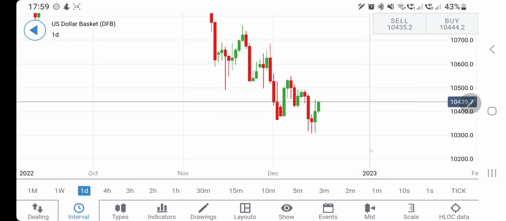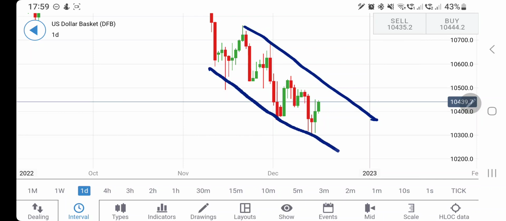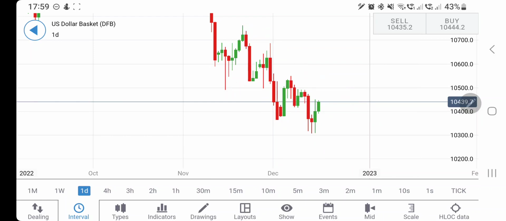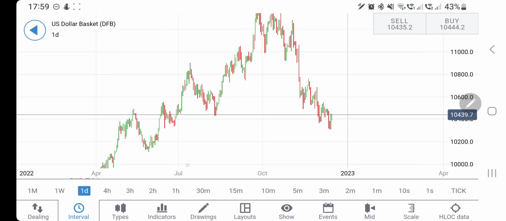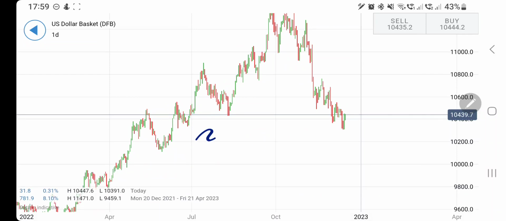Next observation is it is still trying to trade in this bearish channel, the larger channel, having the highs at around 105, and you can see the bottom here is somewhere at 103. So it is trying to trade in the second half of this channel. That is another observation. Now if you look at the movement here, it has created the support here at 103 and is trying to bounce back from here.